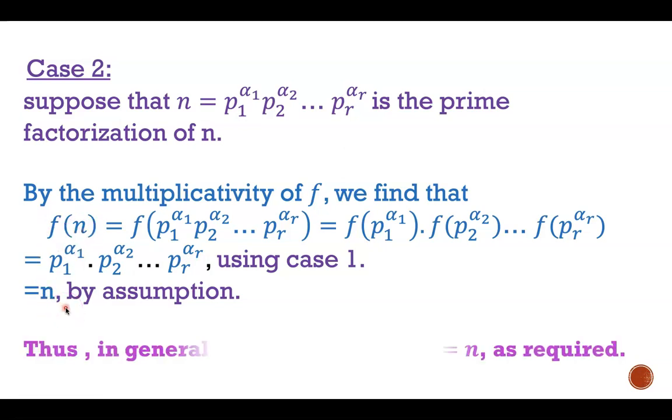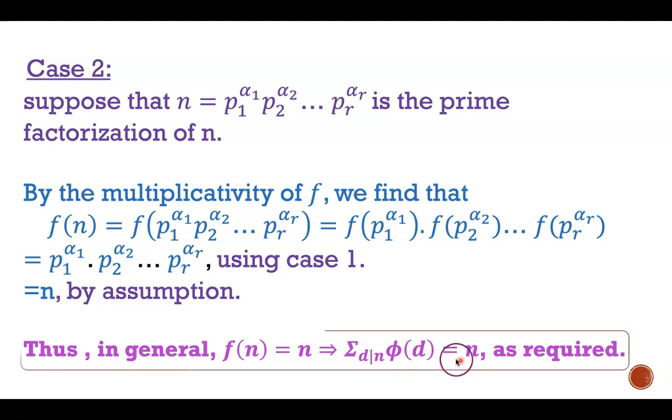Thus, in general, f of n is equal to n, or we can say that summation over all divisors d of n, phi of d is equal to n as required. This completes the proof of our result.